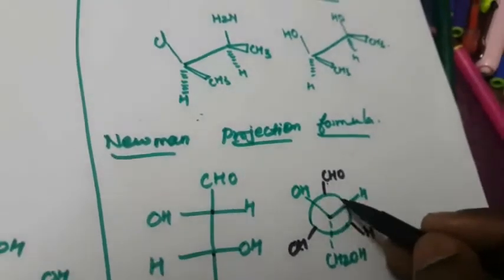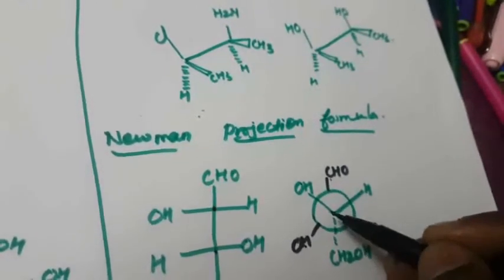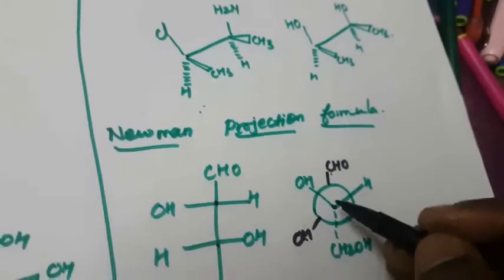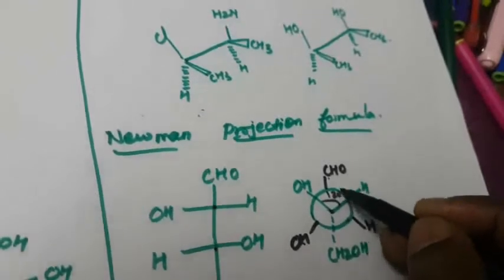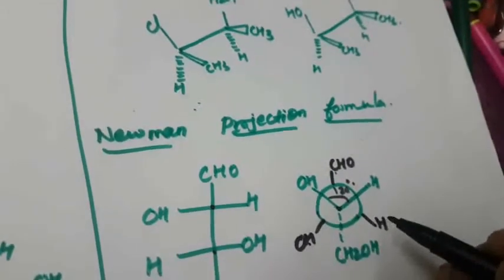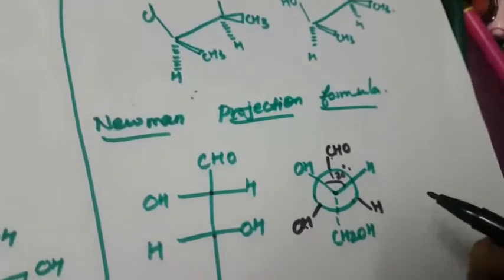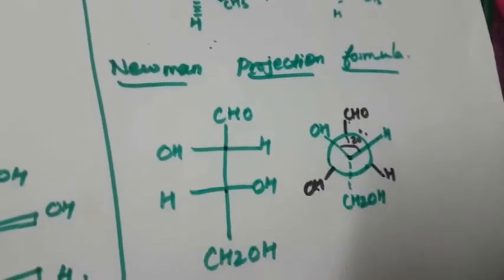The CH bond of the front carbon is at the circle. This is the one carbon bond, and this is the other carbon bond. For the back carbon, at the circumference of the circle, the bond angle is 120 degrees. Okay, so this is the structure of the Newman projection formula. Okay, so this is another one.